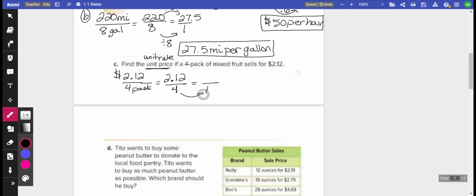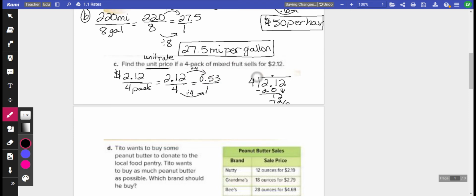So to get from 4 to 1, I divide by 4. Whatever I do to the denominator, I do to the numerator. $2.12 divided by 4. Well, in case I don't have a calculator, I'm going to show this math. 4 goes into 2, 0 times. 4 goes into 21, 5 times. So I'm going to subtract 20. I'm left with 1, bring down the 2. 4 goes into 12, 3 times. And that leaves me with 0. So that means I have 53 hundredths.